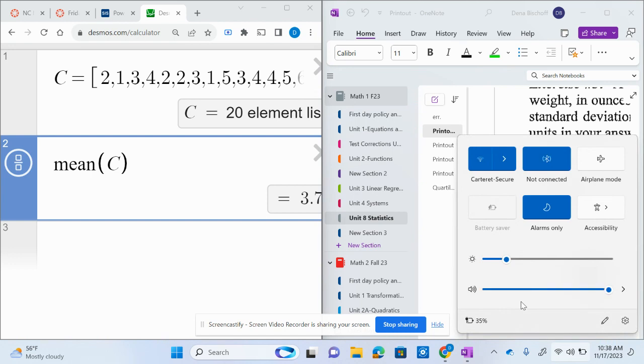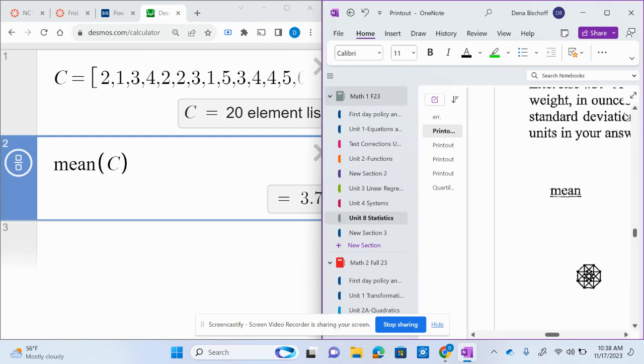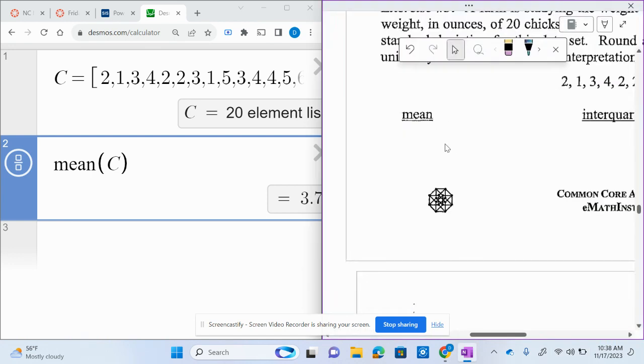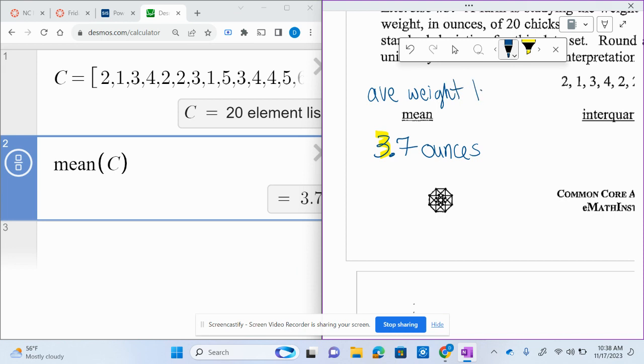So I'm going to go to my notes. I'm going to write out that my mean is 3.7, and we're talking about the weight. So it's 3.7 ounces, meaning that the average weight of a 1 week old chick, baby chicken, is 3.7 ounces. That's what that's telling me.